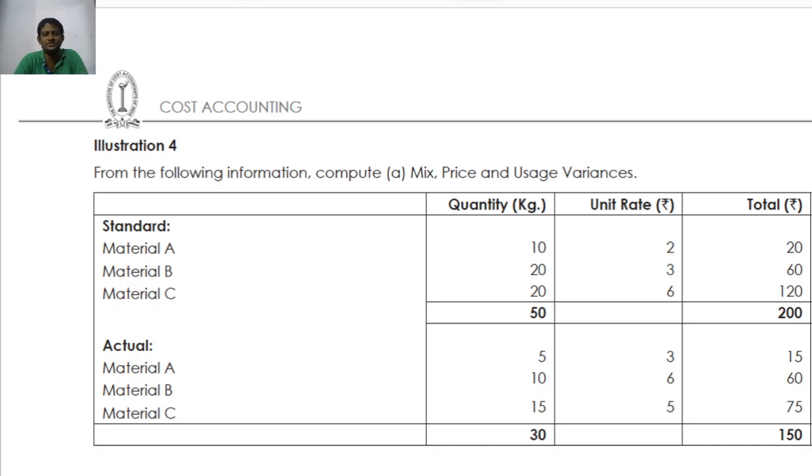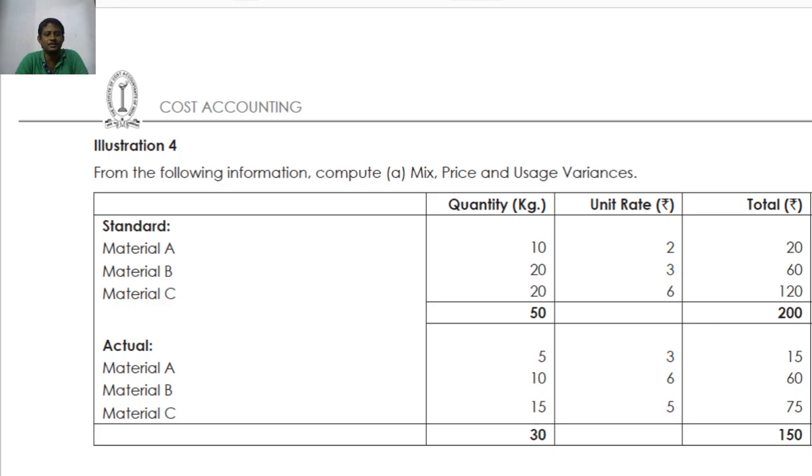Just tell me first usage variance. Usage means how much quantity I should use, how much I am using. That is usage variance. Just refer to the question. Material A, as per standard, how much should I use? 10 kg. Actual material A, how much am I using? 5 kg. Actually I can use up to 10 kg, but I am using only 5 kg, which means I am using less. That means favorable, correct? Material A will give a favorable answer.